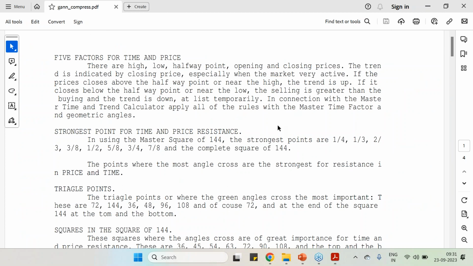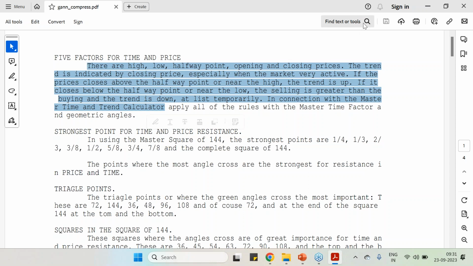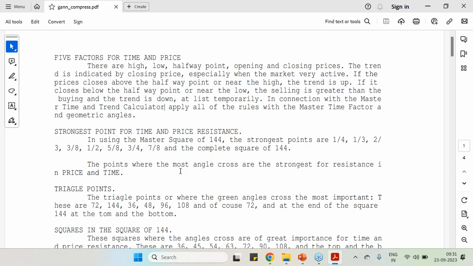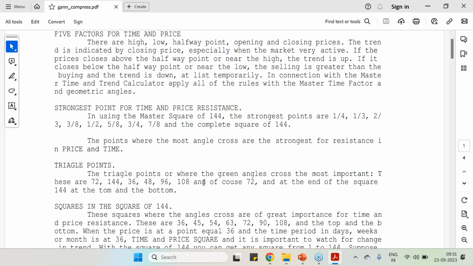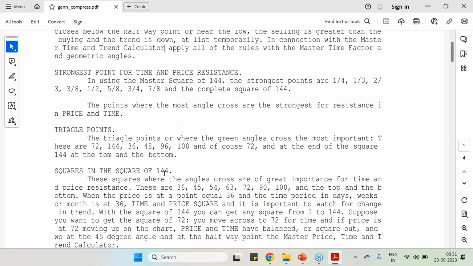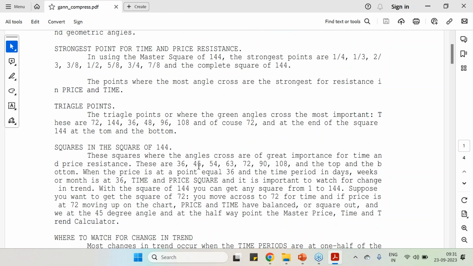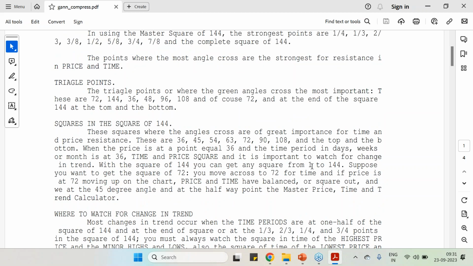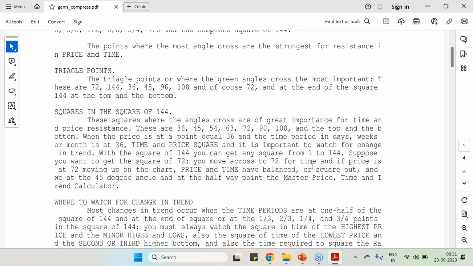It is not the Gann's era of typing, it is computer typing. These fonts are clearly visible as computer typing. Here it is speaking about the Gann square of 144. It says that the strongest point for time and price resistance is this. Triangle points are this. Again it goes to the square in the square of 144. These are the numbers. But nothing is explained about how these numbers came from the square of 144, or why these numbers are important.